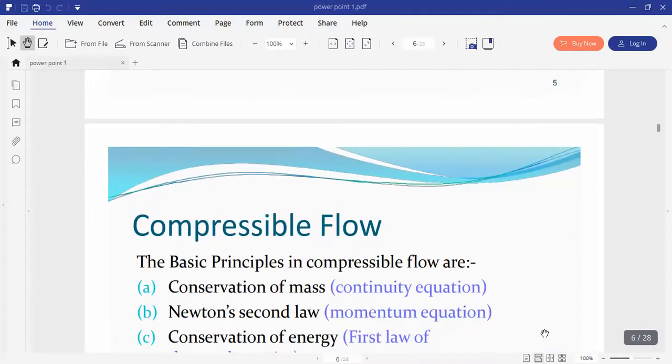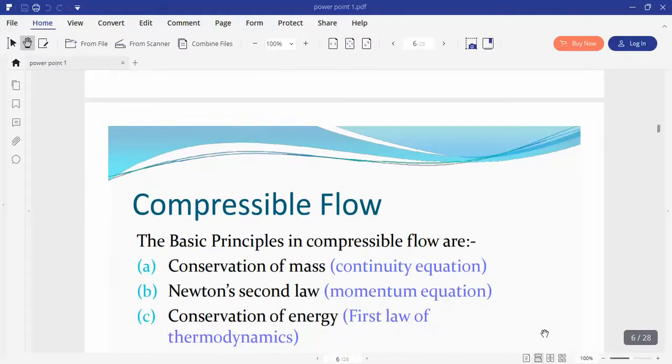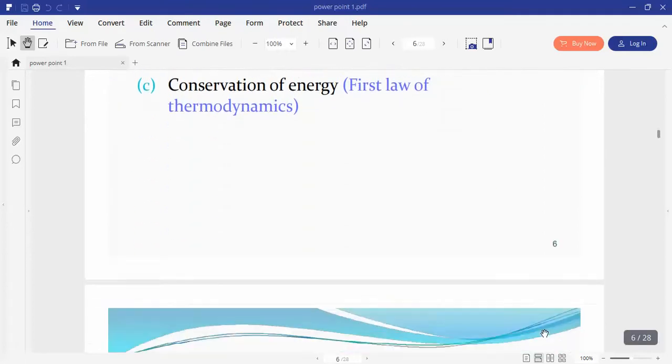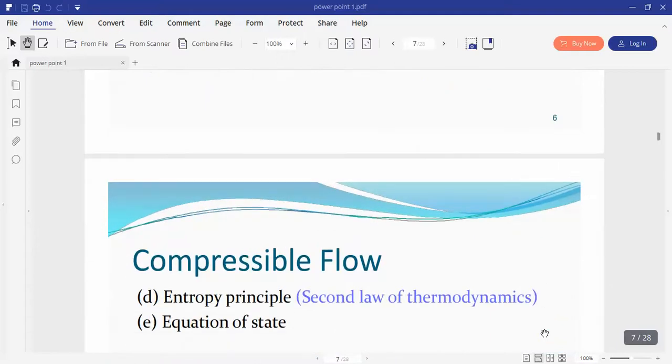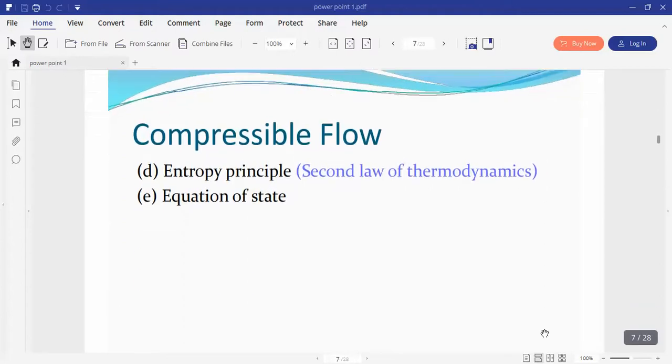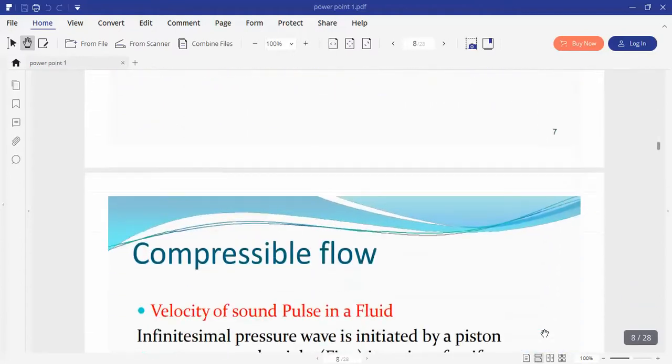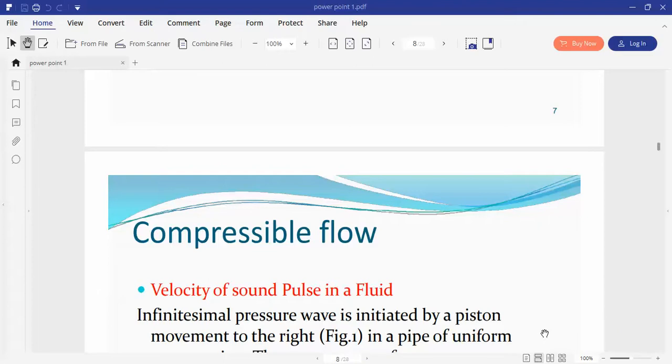The basic principles in compressible flow are: conservation of mass, the continuity equation; Newton's second law, the momentum equation; conservation of energy, the first law of thermodynamics; entropy principle, the second law of thermodynamics; and the equation of state.